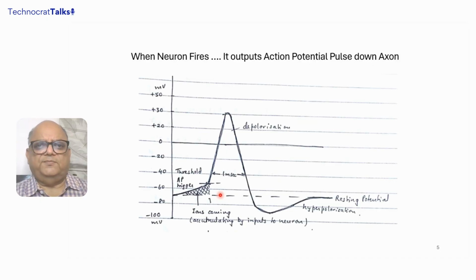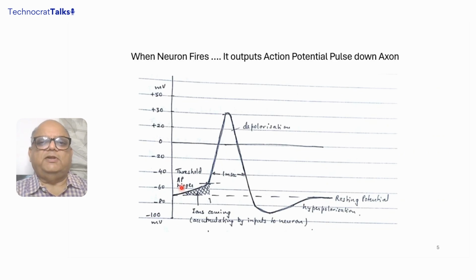It's a standard pulse with fixed duration, with fixed length. The period is around 1 millisecond. The resting potential is around minus 70 millivolts. It goes to plus 30 millivolts, and then again it depolarizes. It hyperpolarizes on the negative side, and then after some refractory period, it comes back to the resting potential based on the ionic leakages, etc.